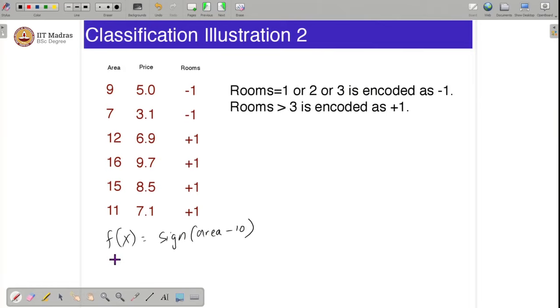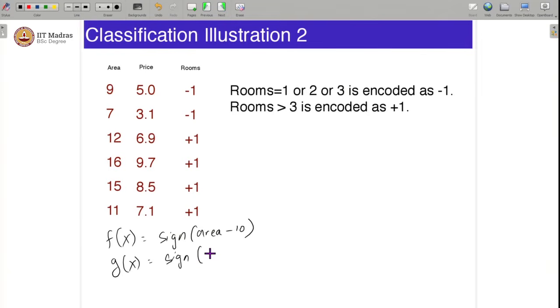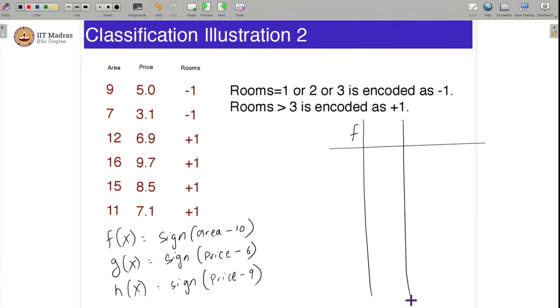And another example model would be, let us say, g of x is equal to sign of price minus 6. Another model would be h of x, which would be sign of price minus 9. Let us now compute f, g and h for the 6 data points.